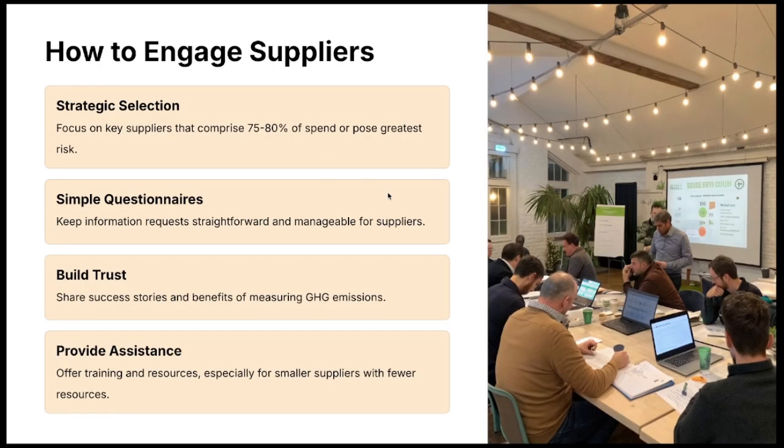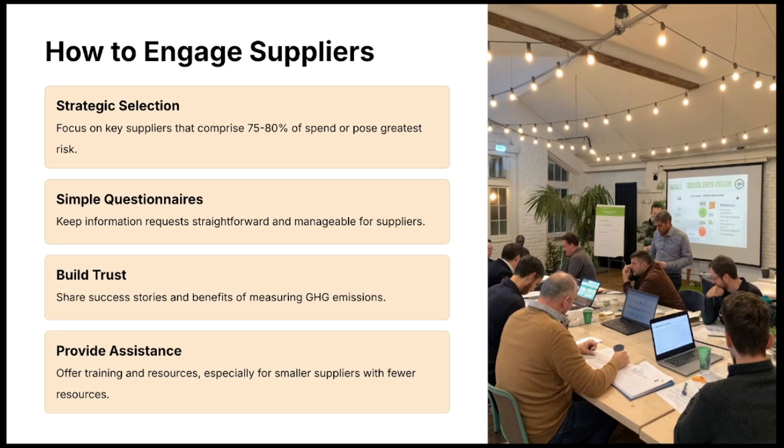So the way to engage, let's talk about the approach. Effectively engaging suppliers starts with a strategic and also supportive approach, especially since many may be early in their climate journey. Start with strategic selection. Focus on the suppliers that have the biggest impact, those that make up 75 to 80% of your spend, or those that present the highest climate or reputational risk, and prioritizing them makes your effort more targeted and also effective.